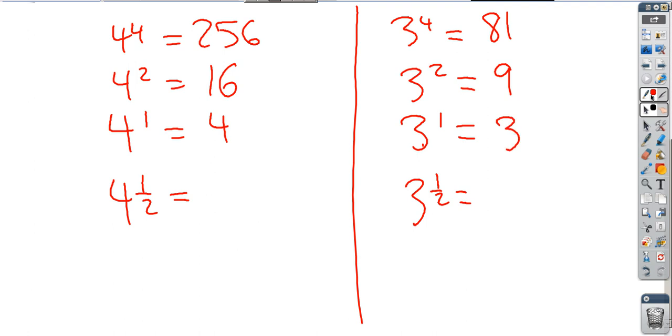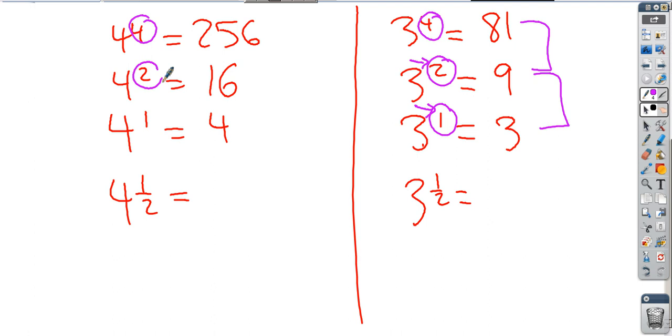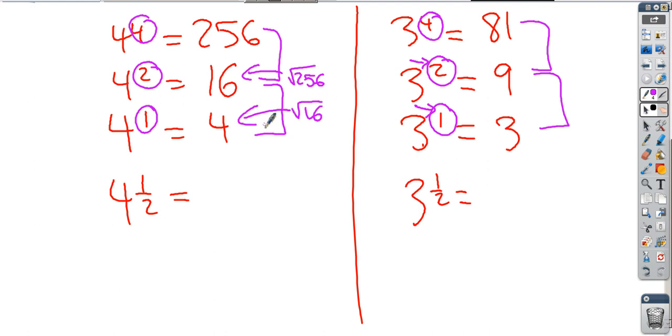So here's the question: what's happening to these numbers as I'm taking these exponents and cutting them in half each time? Hopefully you would agree, half of 4 is 2. Half of 2 is 1. Same thing over here. Half of 4 is 2. Half of 2 is 1. What's the pattern? The square root of 256 is 16. The square root of 16 is 4. Same thing right here. The square root of 81 is 9. The square root of 9 is 3.